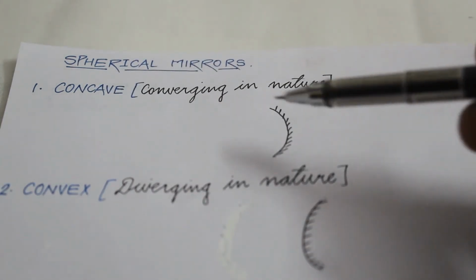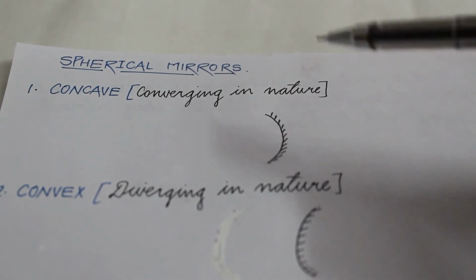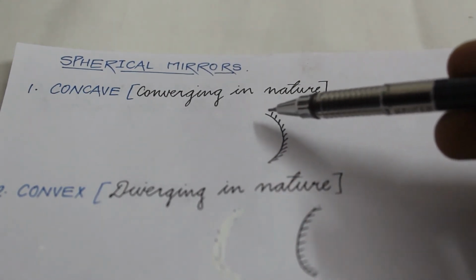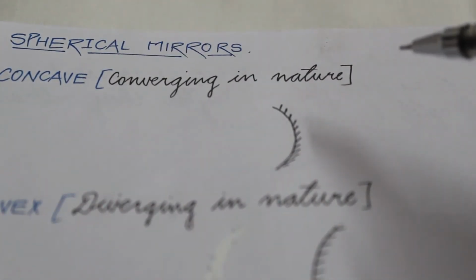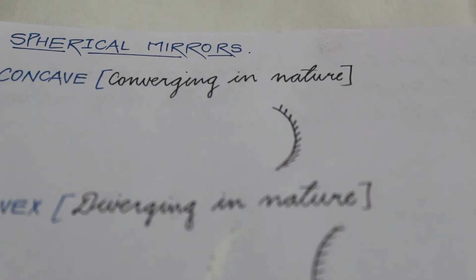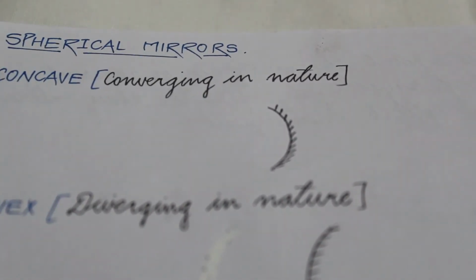Concave mirror, this is the shape. This dashed portion indicates that the outer portion was painted and this inner portion behaves as the reflecting surface. And the concave mirror is basically converging in nature. What do you mean by converging nature? Converging means the rays come together. So if two or three rays are incident on this mirror, the reflected rays will converge. Will converge means the reflected rays will be in such a direction that they will meet at a point. If they meet at a point, as we have discussed, an image will be formed.